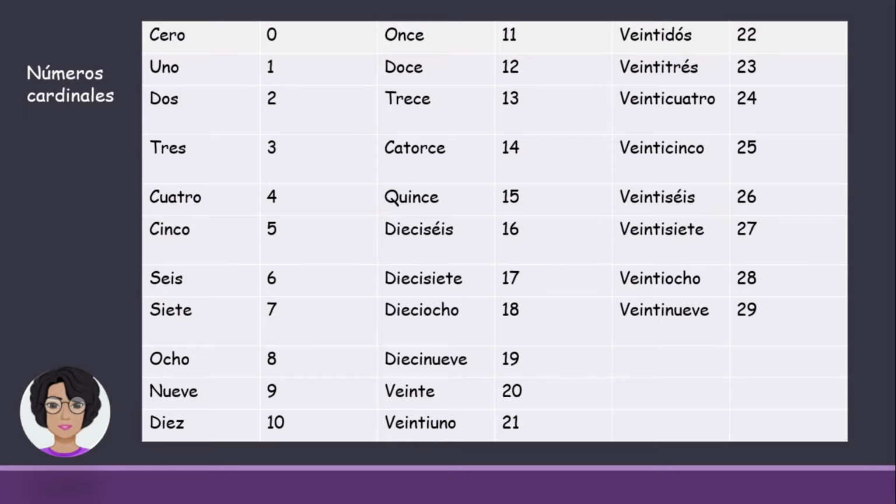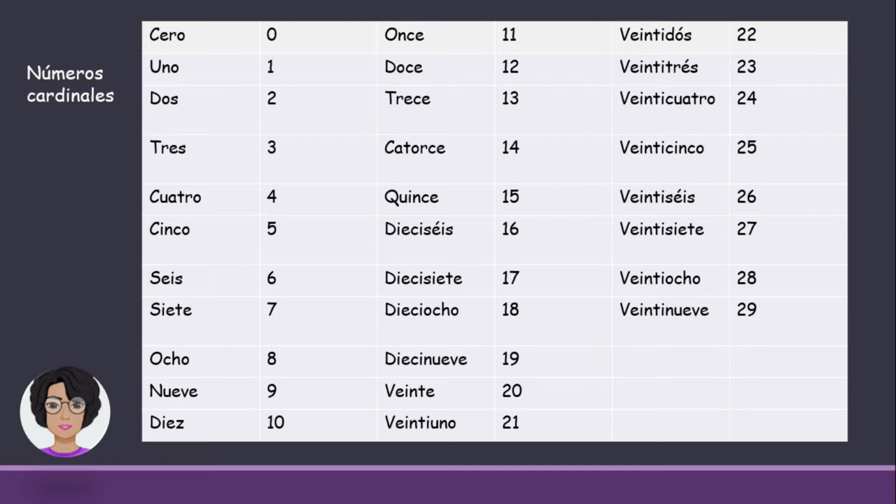And let's practice pronunciation. 0, 1, 2, 3, 4, 5, 6, 7, 8, 9, 10, 11, 12, 13, 14, 15, 16, 17, 18, 19, 20. And let me stop right there. Please notice what we do after 20.